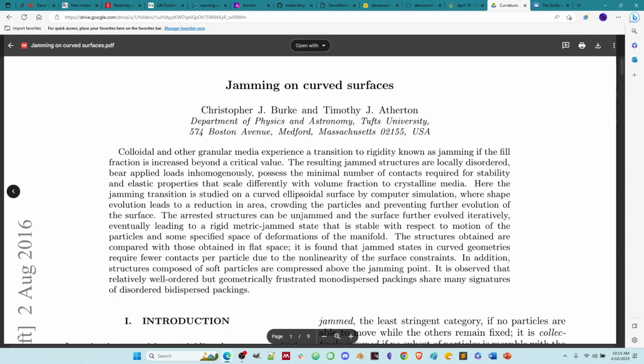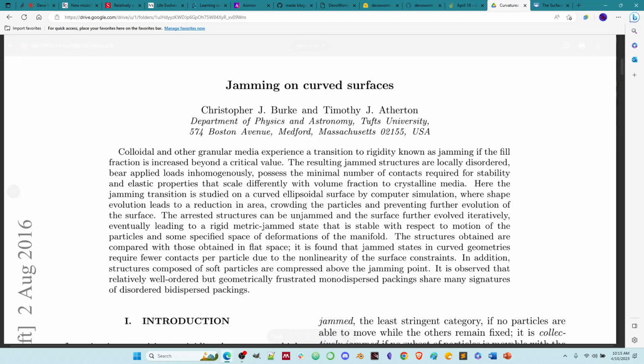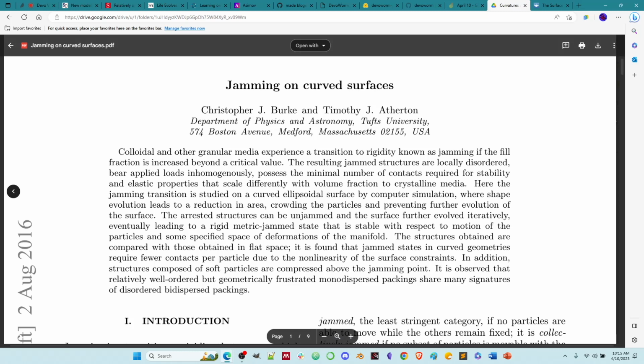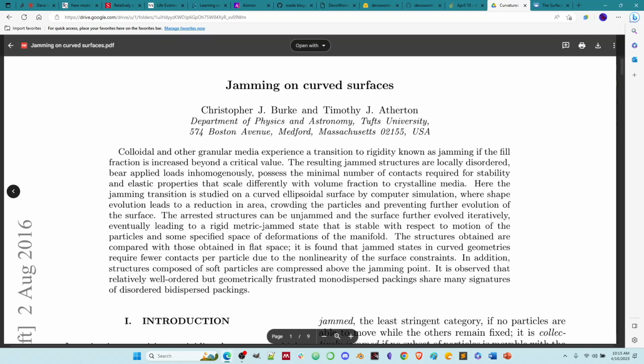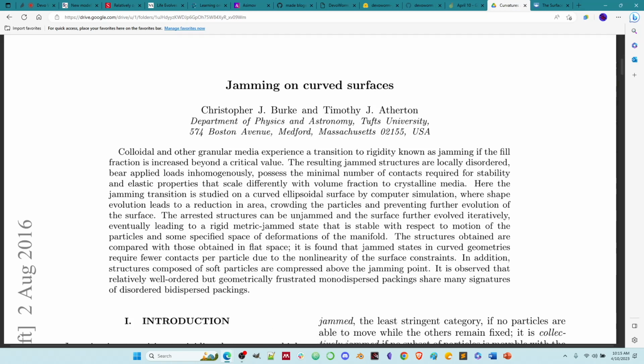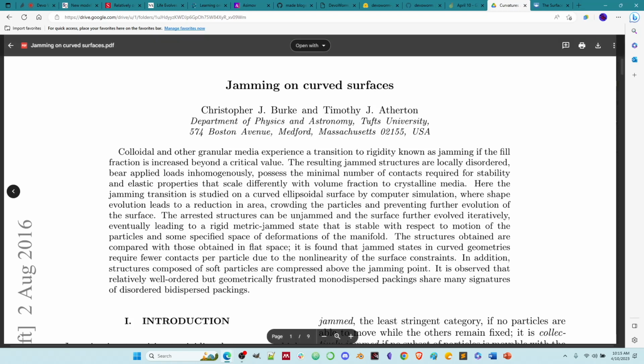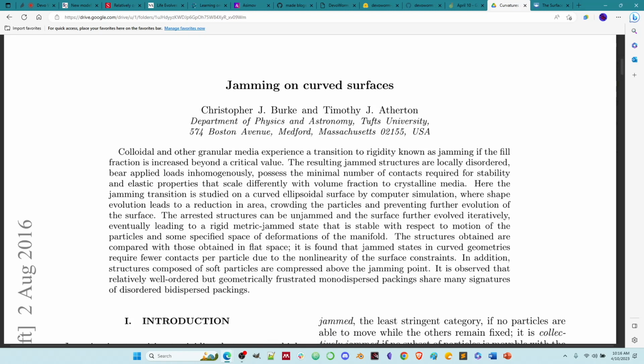So the abstract here reads: colloidal and other granular media experience a transition to rigidity known as jamming if the fill fraction is increased beyond a critical value. So the fill fraction, I guess, is how much is in a space. The resulting jam structures are locally disordered, bear applied loads inhomogeneously, which means that there's a lot of heterogeneity in terms of how they bear loads across the jam, possess the minimal number of contacts required for stability, and elastic properties that scale differently with volume fraction than crystalline media.